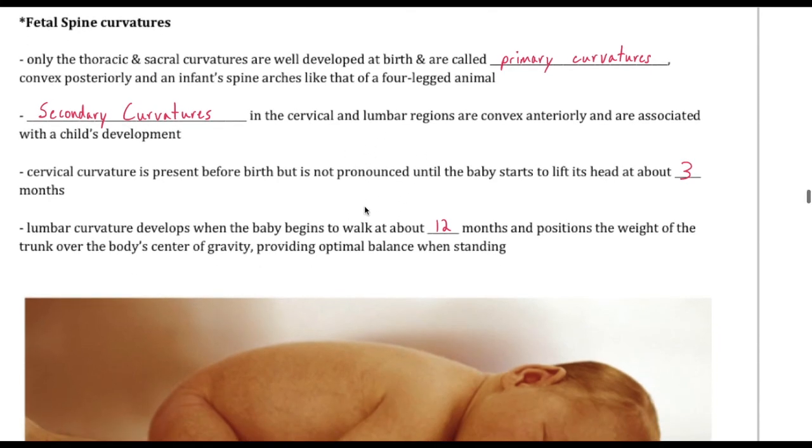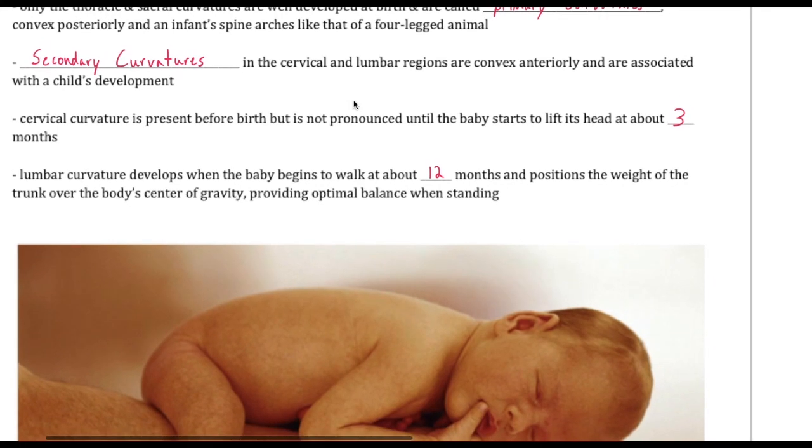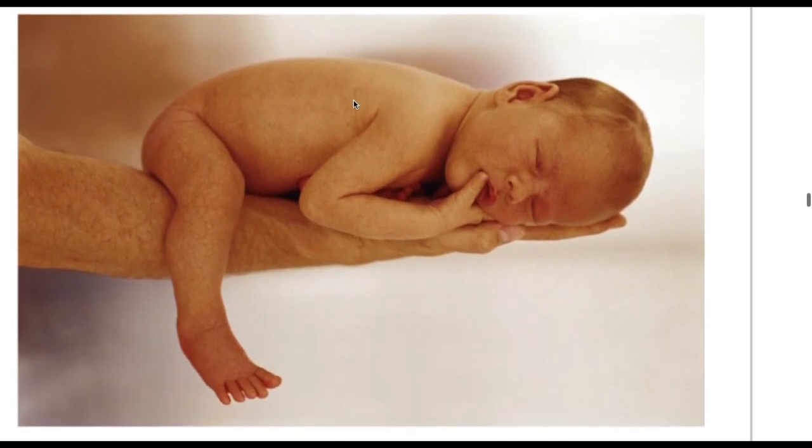Sorry, lumbar curve. And so then we have cervical curvatures that present before birth but are not pronounced until the baby starts to lift its head at about 3 months. So that's where we get a lot of our cervical curves, from being able to develop those muscles, because again, we're not fully developed yet. Then our lumbar curve really develops at about 12 months, when we get up and start walking and the weight begins to distribute throughout the body. And in this case, our trunk is over the body's center of gravity, providing balance when we stand up. And so there's a cute little baby.